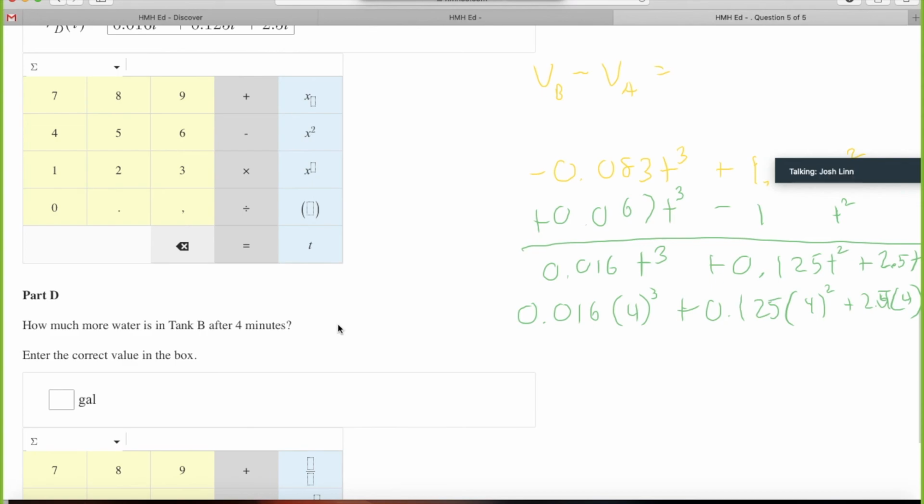Then again, I'm just shoving this into a calculator. Plus 0.125. So on your calculator, you can use the exponents, or you can literally just type in 4 times 4 for 4 squared. It should calculate the same. So I got 13.024.